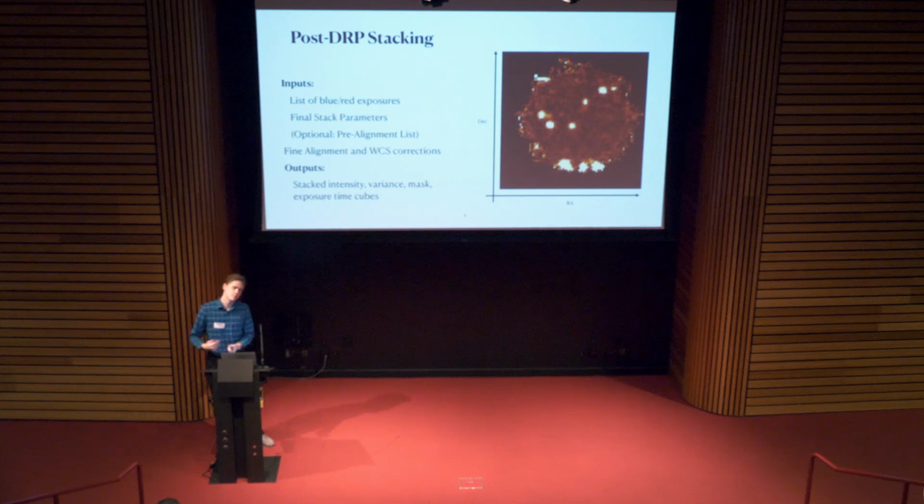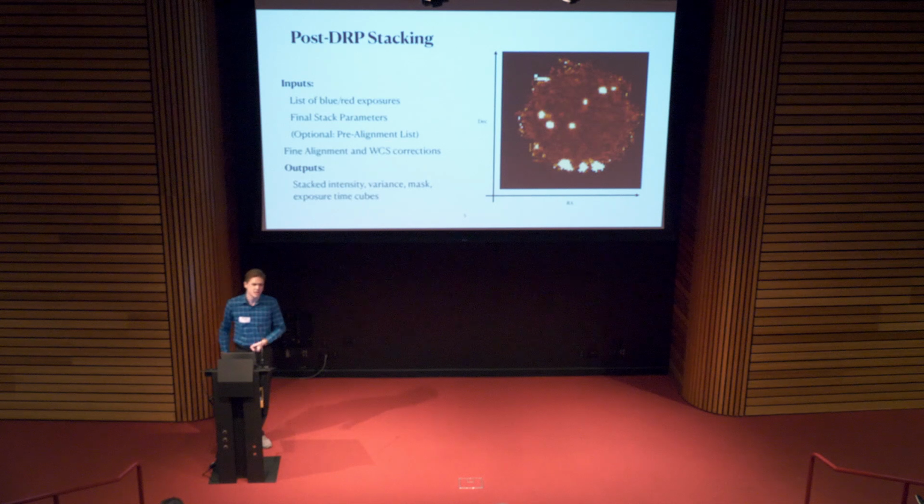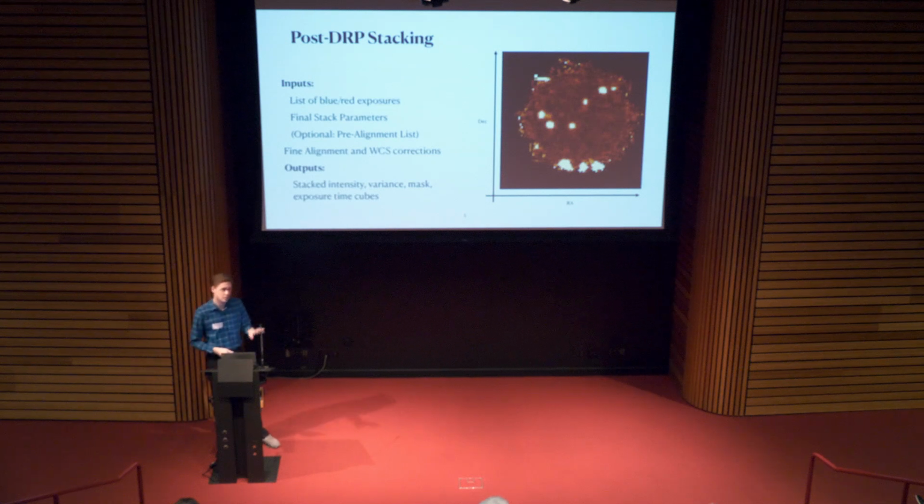So our code, which we're going to be publishing, uses Montage. It takes as an input more or less a list of your constituent exposures and some final stacking parameters. What do you want your final scale to be? What do you want the size of your final cube to look like? And from that, it does some fine alignment, it does WCS corrections, and it outputs more or less what you get as an input. So you input these data cubes, and you output a stacked intensity, a variance cube, a mask, and an exposure time cube. So you can actually tell which cubes went into which pixels in the final step.